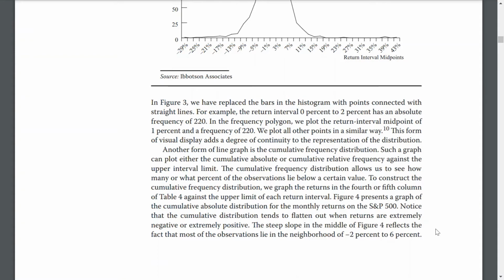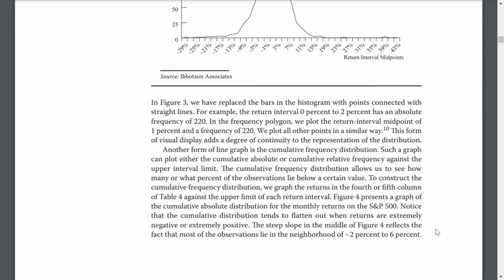Another form of line graph is the cumulative frequency distribution. Such a graph can plot either the cumulative absolute or cumulative relative frequency against the upper interval limits. The cumulative frequency distribution allows us to see how many or what percent of the observations lie below a certain value. To construct the cumulative frequency distribution, we graph the returns in the fourth or fifth column of Table 4 against the upper limit of each return interval.